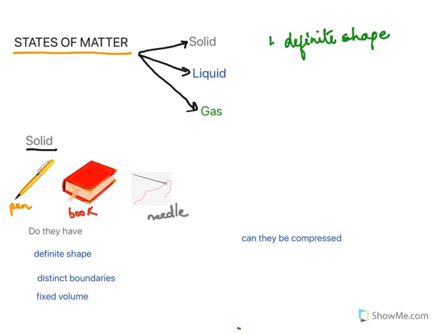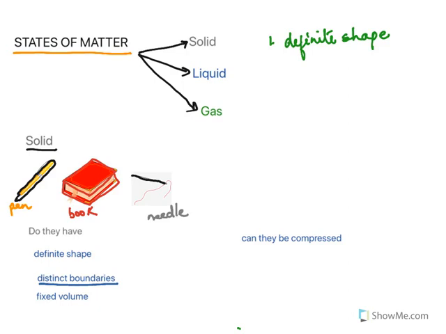Now we go to the next question. Do they have distinct boundaries? Look at the book. Here is a boundary of the book. See? It has a distinct boundary. Now look at the pen. This is the boundary of the pen. The boundary does not change. And the needle. Here we have a distinct boundary.